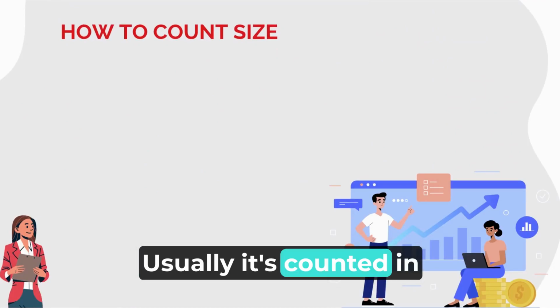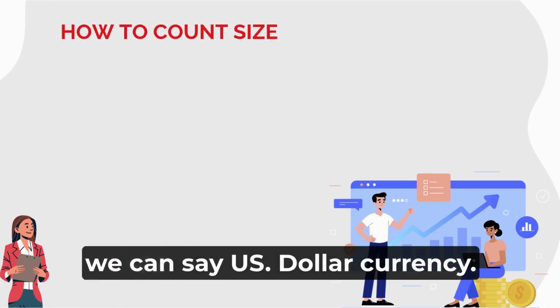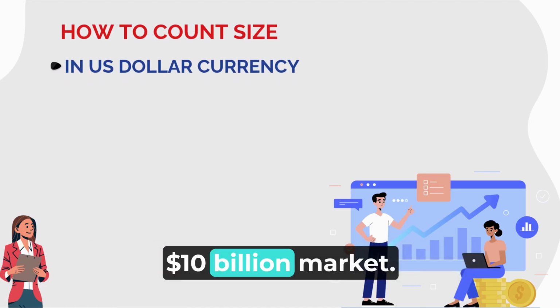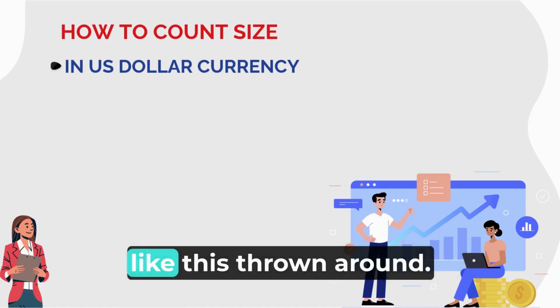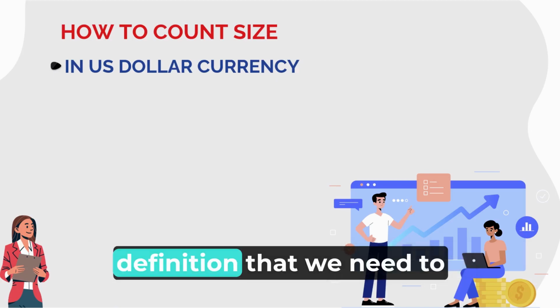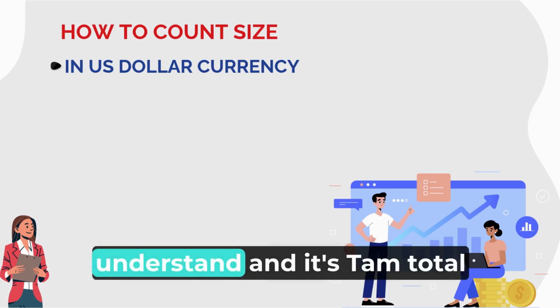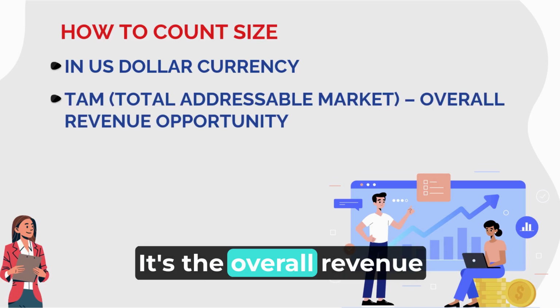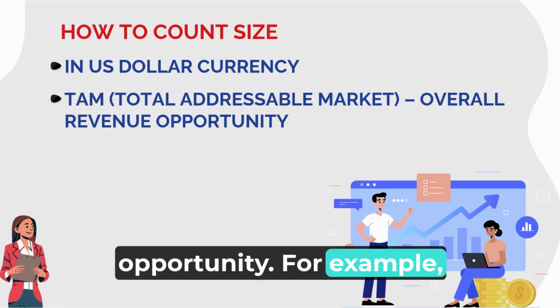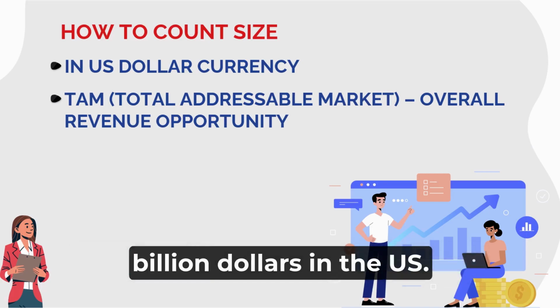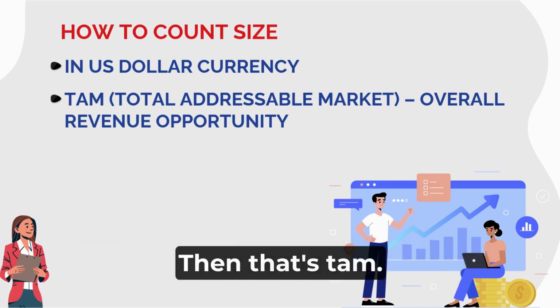Usually it's counted in currency, like US dollars. So a $1 billion market, a $10 billion market. I'm sure you've heard terms like this thrown around. Let's go over the first term definition that we need to understand, and it's TAM, total addressable market. It's the overall revenue opportunity. For example, if I tell you that the automotive market is $100 billion in the US, then that's TAM.